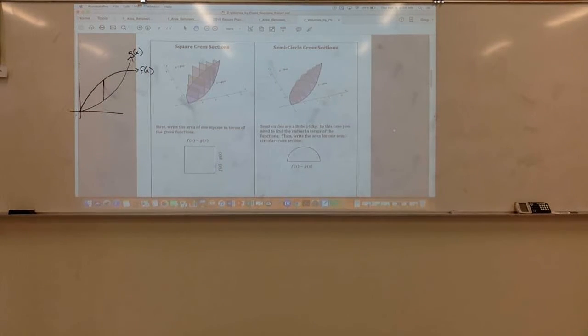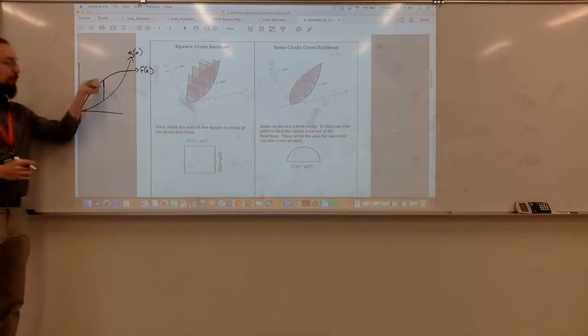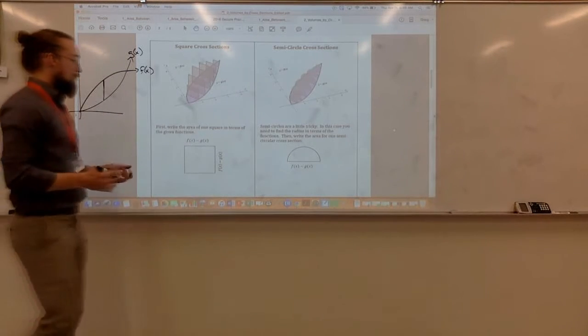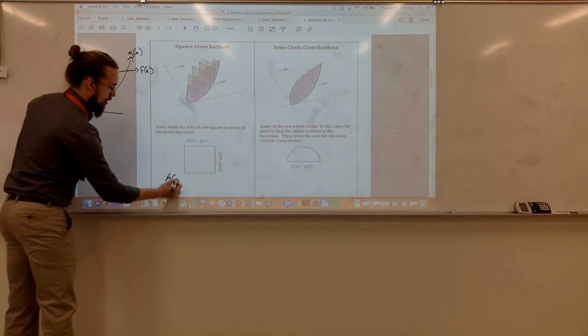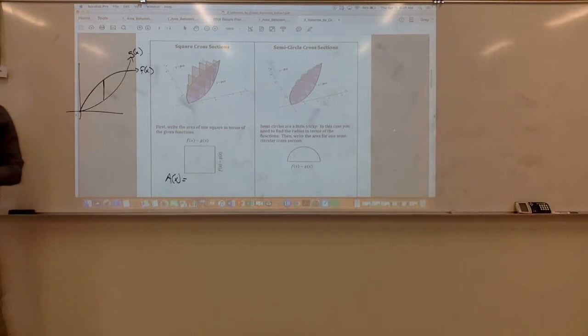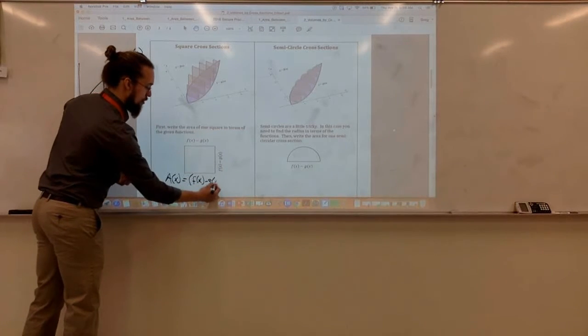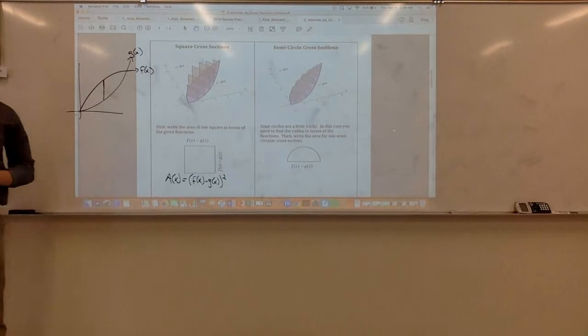So the area of one of these squares, if I'm saying that the length of one side is f of x minus g of x, I guess you tell me, what would the area of that square be? Yeah, the area of the square. Yeah, just square that, right? F of x minus g of x, that quantity, squared. So we can say that A of x, my area formula for this square, is just f of x minus g of x squared.